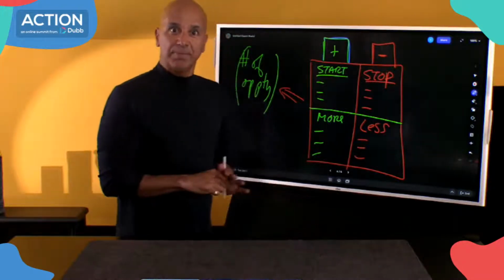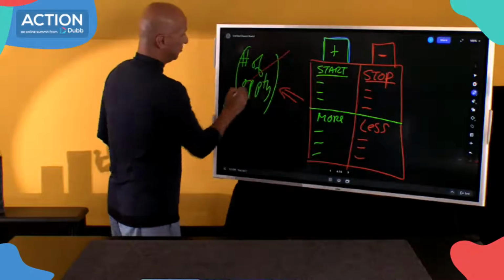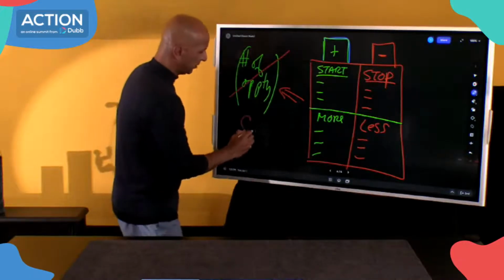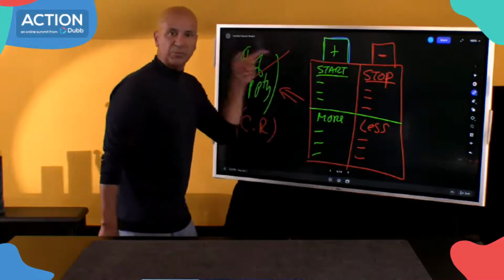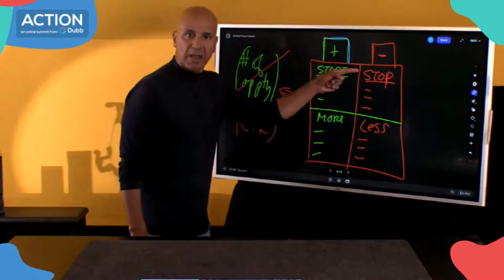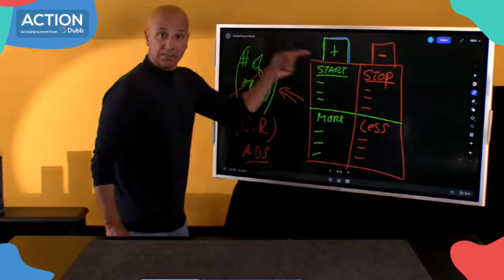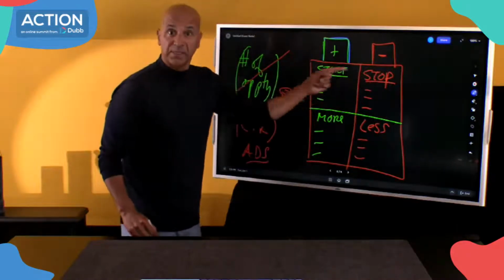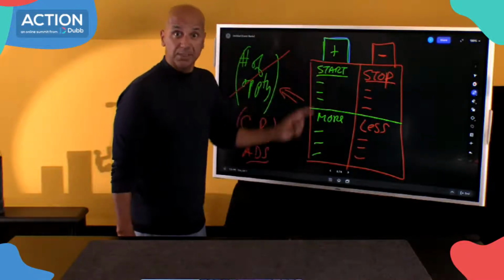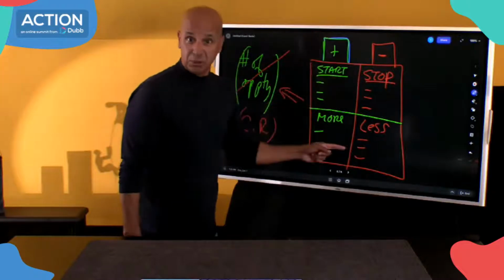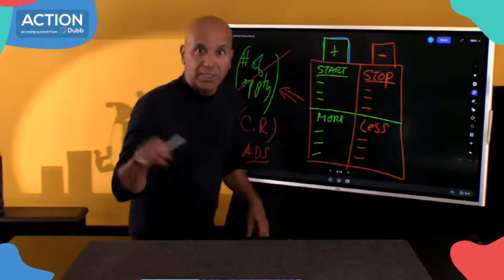Then you repeat the same process. After you do number of opportunities, how do we increase our conversion rate? What are the things we should start doing, do more of, stop, do less of? Then average deal size. You get the idea, right? Sales cycle. What do we need to start doing, do more of, stop, do less of? You get the idea? Closing it out right here.